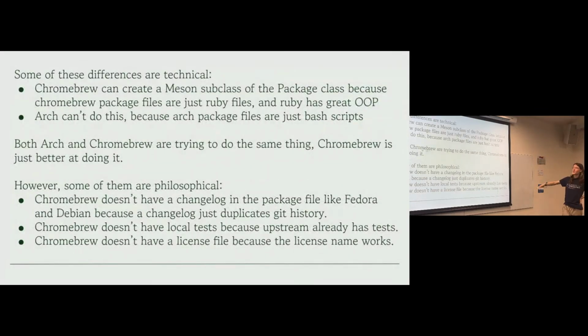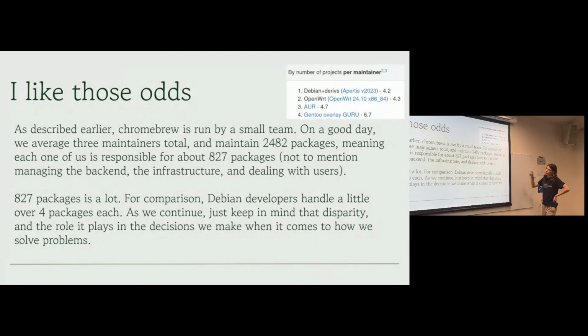Just an explanation of why we make these decisions. As described earlier, Chromeboot is run by a small team. On a good day, we average 3 maintainers total, just because some of us have lives and are asleep. But we maintain 2,482 packages, meaning each one of us, like me, is responsible for about 827 packages. That's not to mention dealing with the infrastructure, the backend, or users.